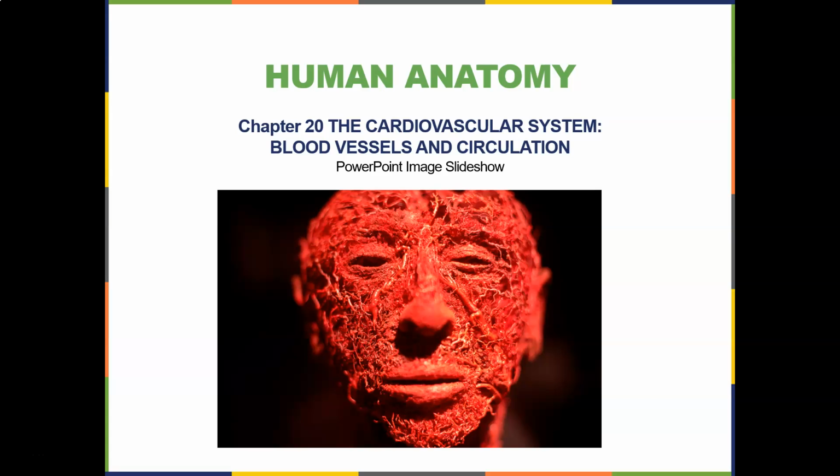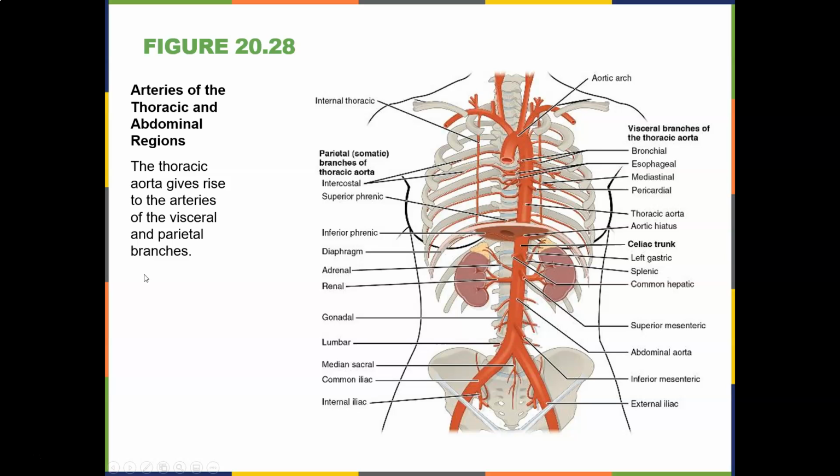All right, so we'll continue with the blood vessels. Now, if you look at the arteries of the thoracic and abdominal regions, you've got a lot going on here. So you've got to think, okay, here's the heart. It's going to pump blood to the aortic arch here. Then you get the brachiocephalic, left common carotid, and left subclavian right here.